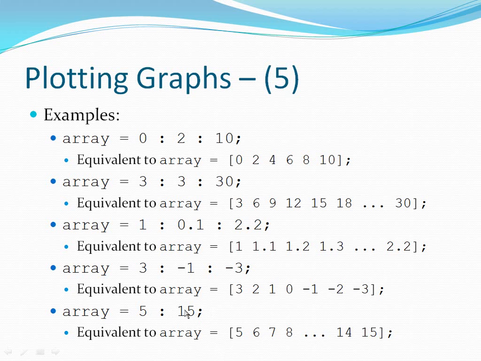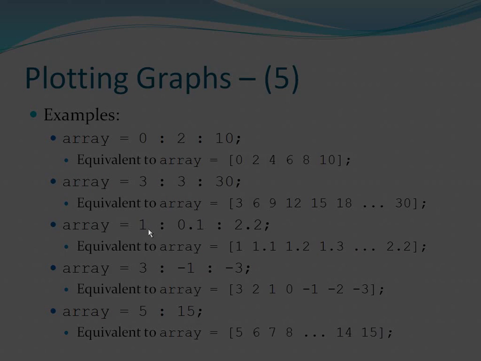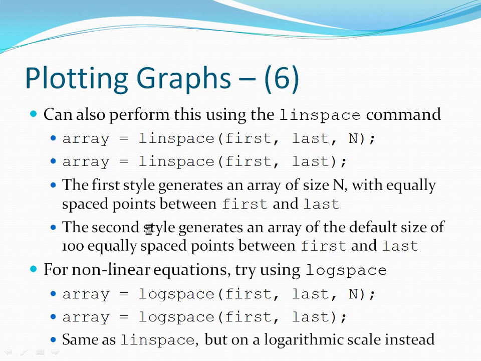Okay? You can also perform this using what's called the linspace command. What the linspace command does is that there are 2 ways that you can call it. The first way is this, where you specify the beginning number that you want to see, which is first, and then the ending where you want to stop, which is last. So first and last are pretty much the same construct as what you've seen in the previous slide. And then you can also specify the total number of points that you want. So what linspace does is that it starts from the first number, goes to the last number, and then it equally divides the range into n equally spaced points.